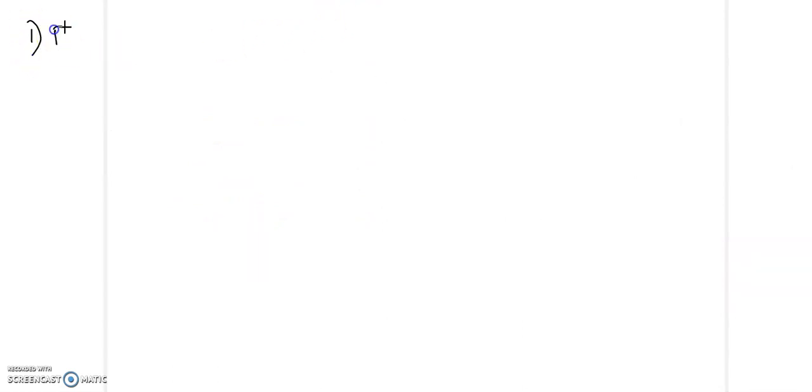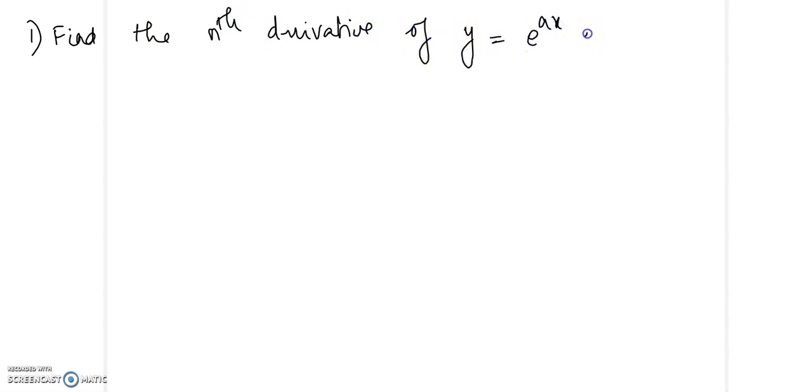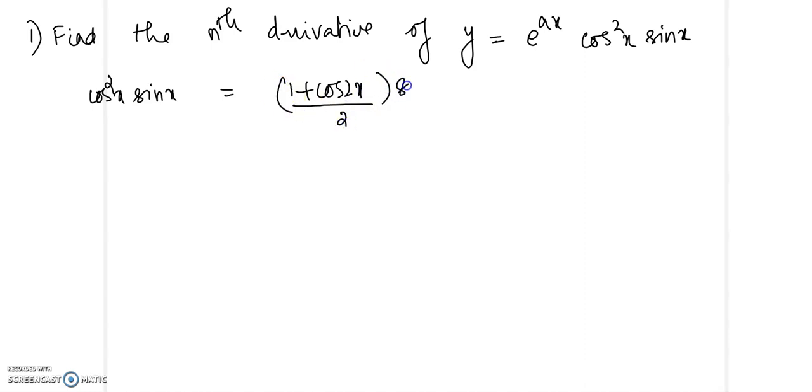So find the nth derivative of y equal to e raised to ax cos square x sin x. First let us simplify cos square x sin x. Now cos square x will become 1 plus cos 2x by 2 into sin x. So we will get sin x by 2 plus sin x cos 2x by 2.